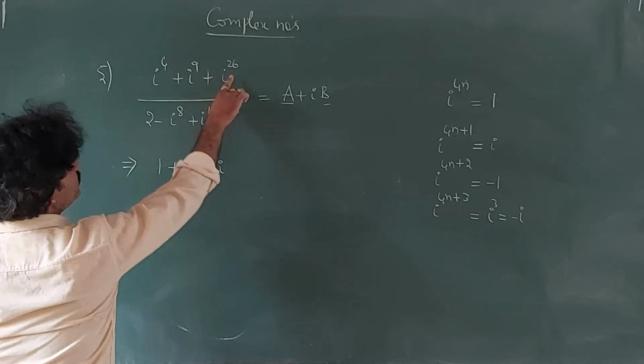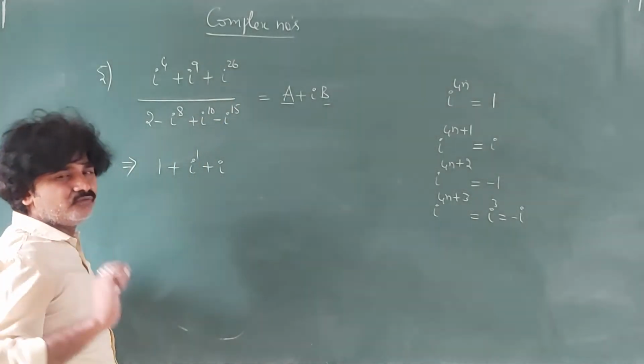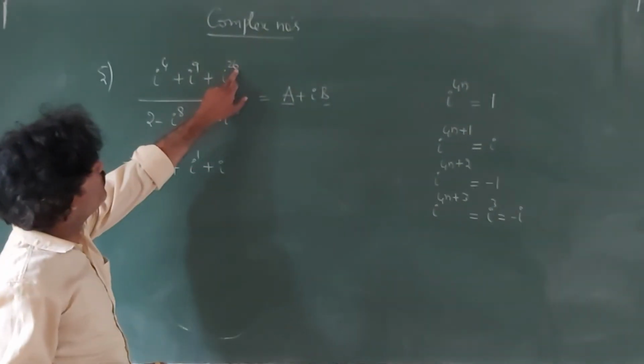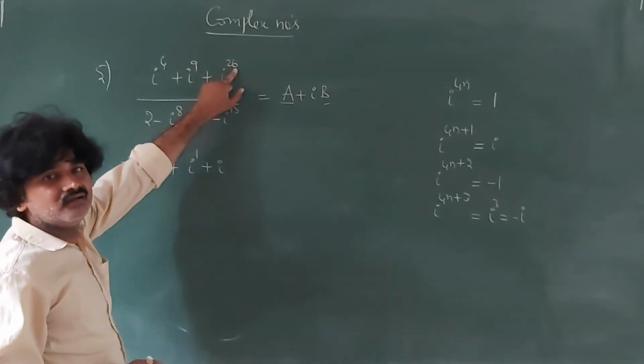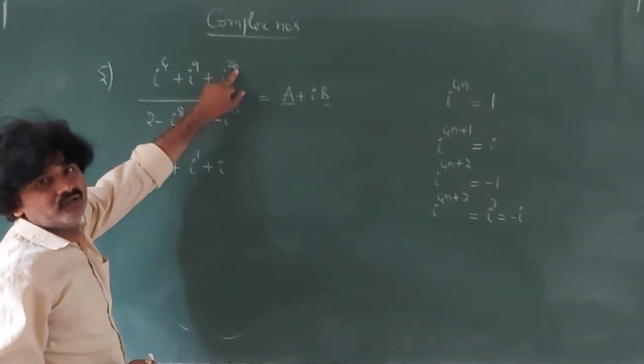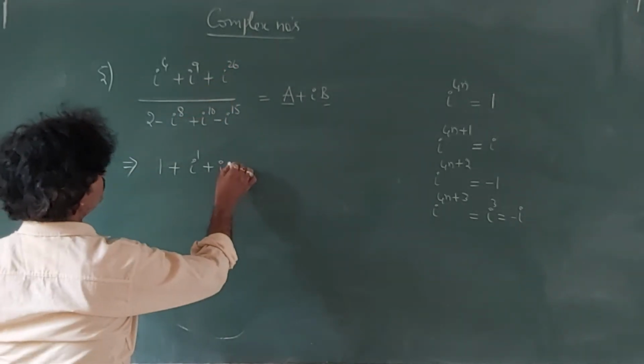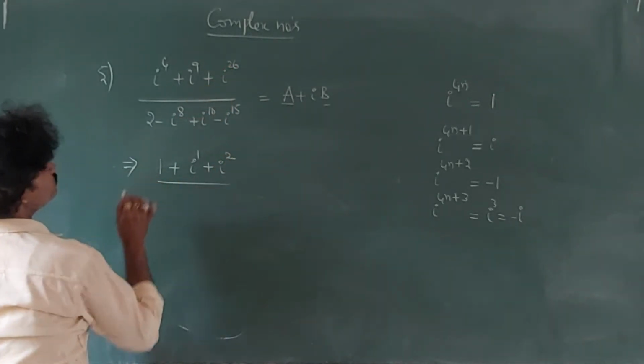Again the same, i power 26 is there. Divided with 4. How many times does 4 cancel here? 4 sixes are 24. 2 is the remainder. So write only the remainder.